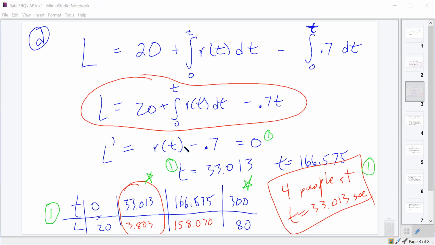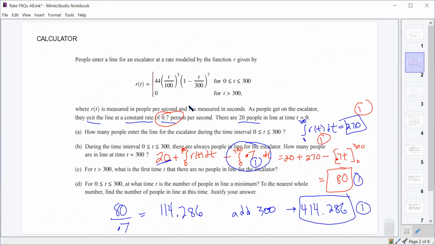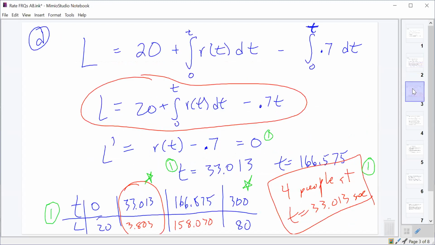So to calculate where r of t minus 0.7 equals 0, is that what you're asking? Yeah. You just graph r of t minus 0.7. So whatever the function was, you just graph 44 times t over 100 to the third times 1 minus t over 300 to the seventh, minus 0.7. And then you use your calculator to calculate the x-intercept of it. Does that make sense?